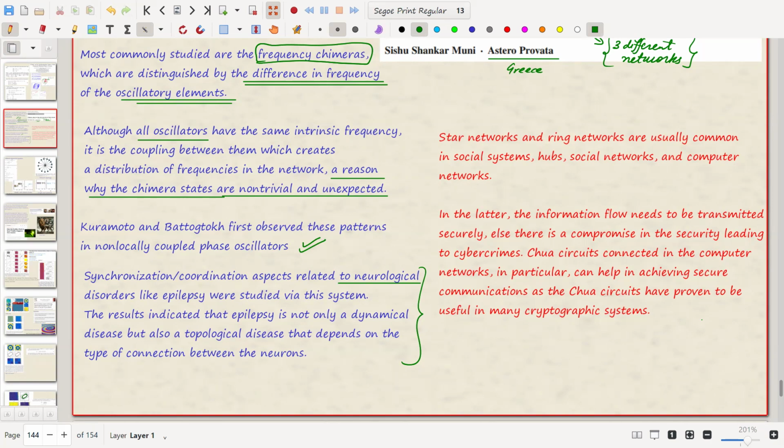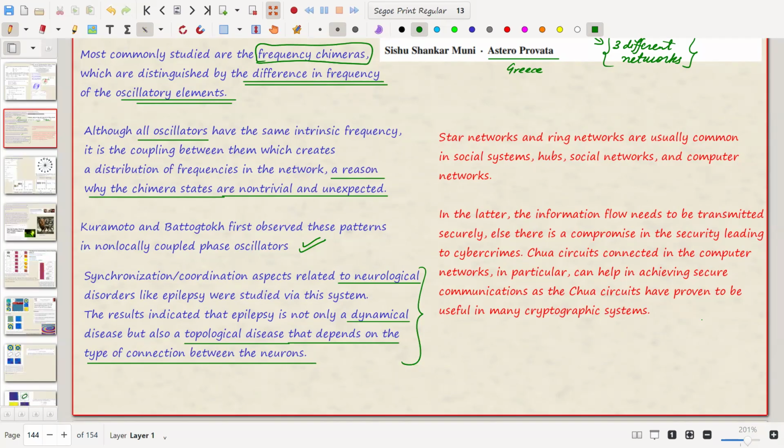But they found that it is not only a dynamical disease, but also a topological disease. That means it depends on the type of connection between the neurons in that particular individual. You can take those who have epilepsy and those who do not, and study the interconnection between each of their neurons in the brain. You will find the topology in which the neurons are connected is different in both cases. So epilepsy is not only a dynamical disease, but also a topological disease. It depends on the network of neurons connected in that individual's brain.